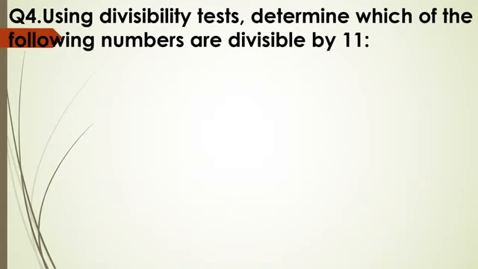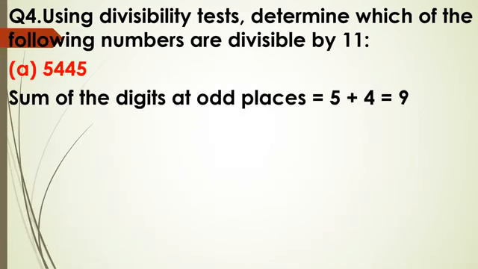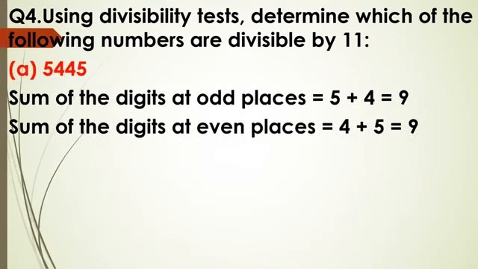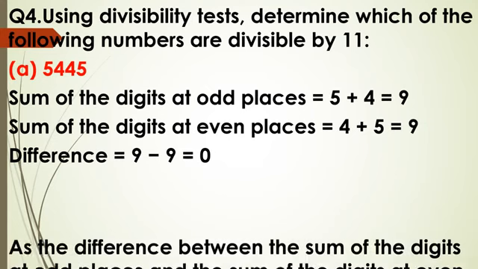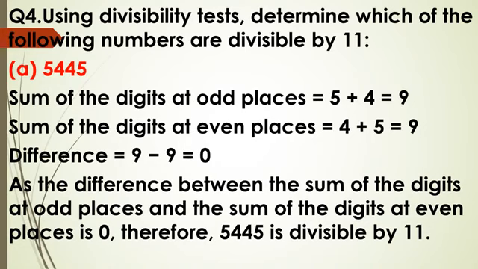So add odd place digits, that is 5 plus 4, 9. Add even place digits, 4 plus 5, that is 9. Find out their difference. 9 minus 9 is 0. So as the difference between the sum of the digits at odd place and even place is 0, the number is divisible by 11. Because the difference must be either 0 or a multiple of 11. Here it is coming 0. So the number is divisible by 11.